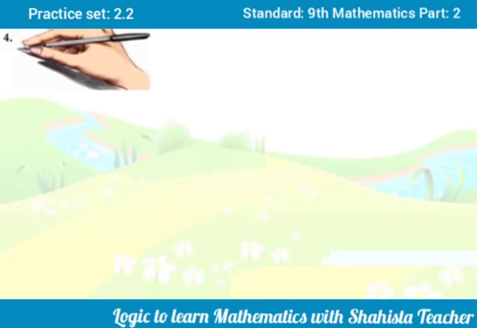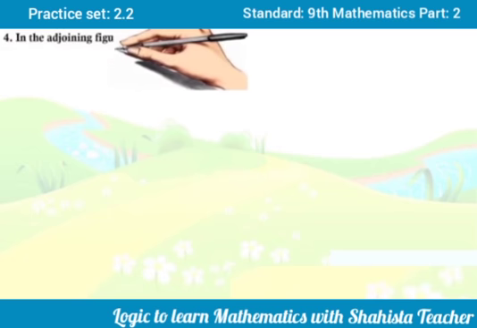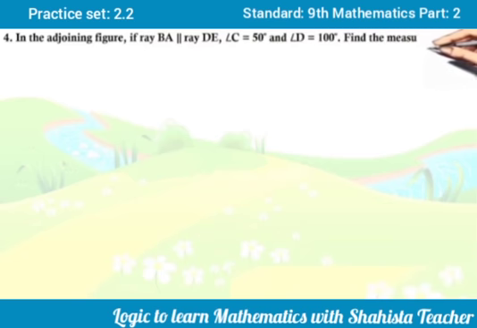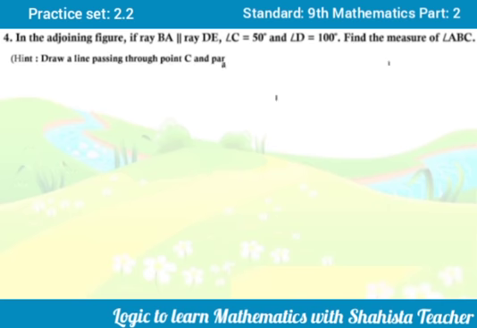Question number 4 says that in the adjoining figure, if ray BA is parallel to ray DE, angle C is equal to 50 degrees, angle D is equal to 100 degrees, find the measure of angle ABC. Now students, here a hint is given. The hint is to draw a line passing through point C and parallel to line AB. So we have to draw a parallel line passing through point C that is parallel to AB.